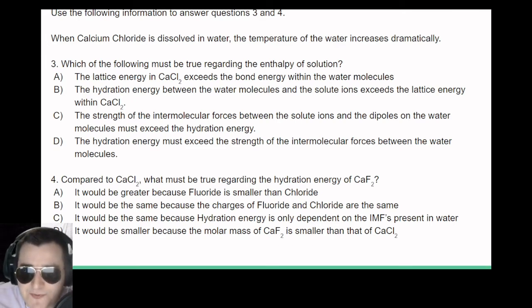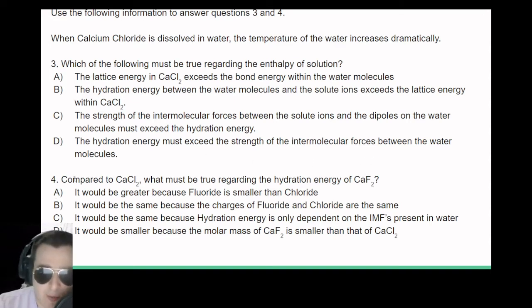Compared to CaCl2, what must be true regarding the hydration energy of CaF2? Well, my goodness, if this ain't the freaking Coulomb's law that we talked about last video, where the energy is related to two factors: the distance between them, the radius, and the charge. CaCl2 and CaF2 have the same dynamic. Calcium giving 2 electrons, and the anion receiving 1 electron each. So what's the difference between them? What must be true regarding the hydration energy of CaF2?